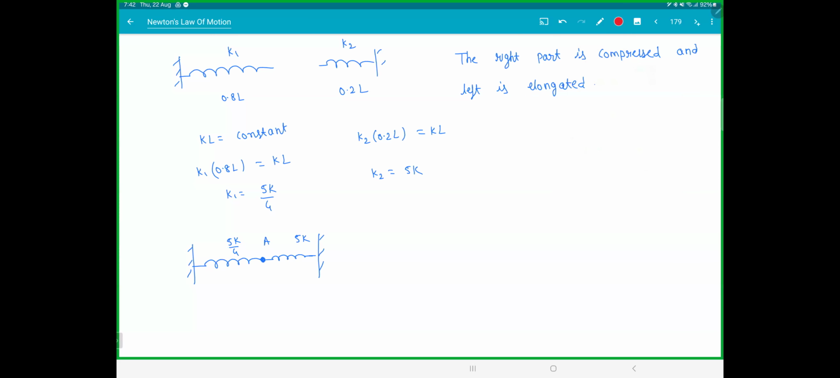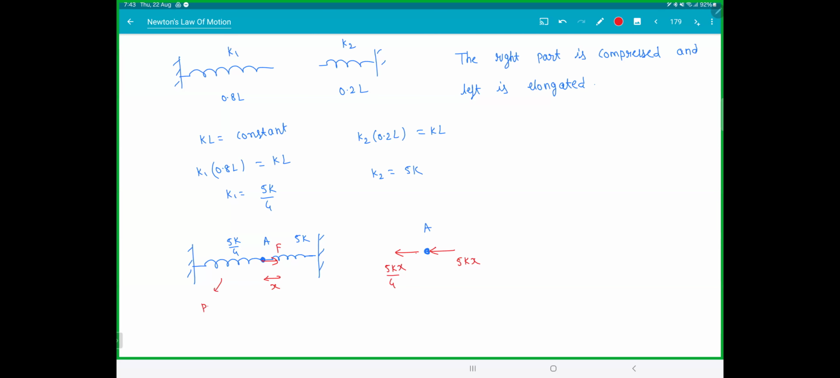Now, when you apply force F, let's say this point moved by distance X. There is a question, right? Find how much it moved. That means the right part will get compressed. If you draw the FBD here, the right one got compressed, so it will push you with a force of 5kx. The left part got elongated, so it will pull you with a force of 5kx by 4. Agreed?